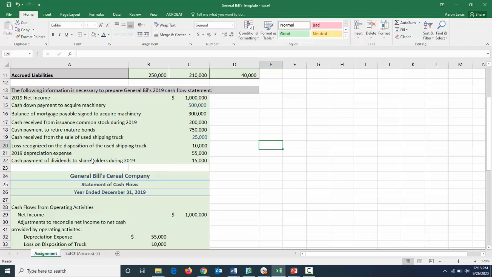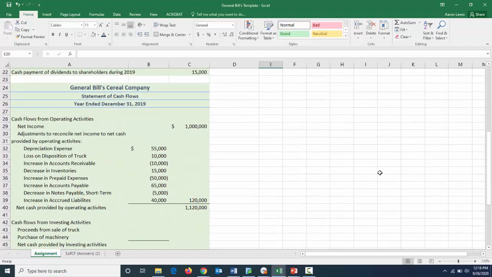Then we have a cash payment of dividends to shareholders, where that relates to common stock, therefore is in a withdrawal account related to an equity. It is not a non-current asset, so all we have to put in here are these two items. So let's start over here with the proceeds from the sale of the truck, and again I'm going to put this in the left hand column.